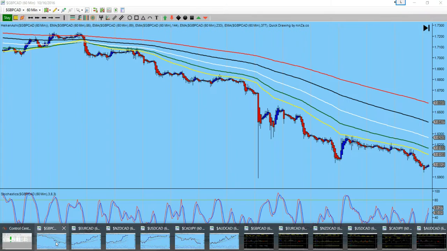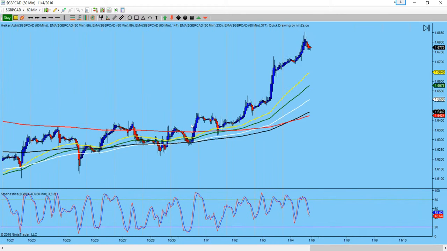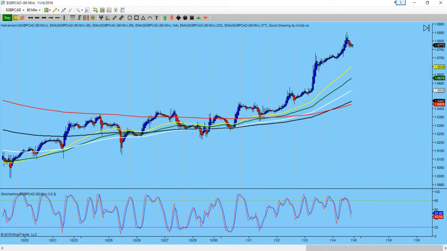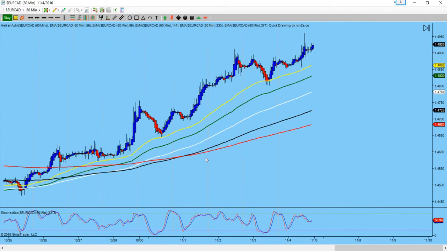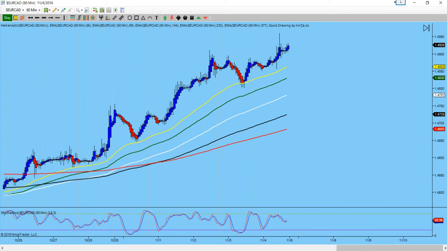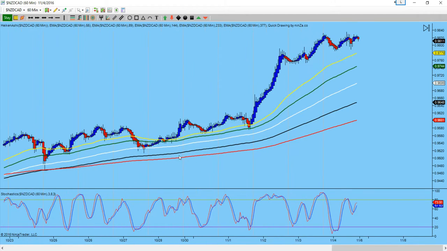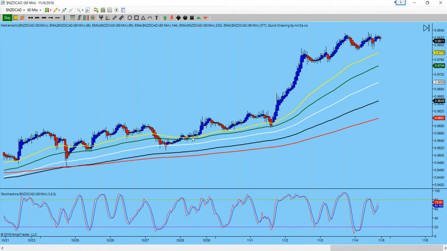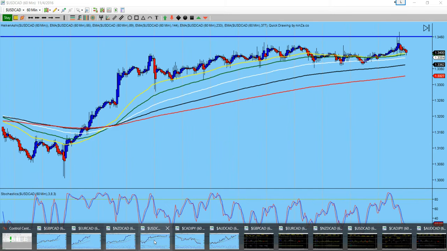So let's briefly go over pound Canadian. Right now it's in an uptrend at the moment, but overall the big picture is a downtrend. Euro Canadian, same deal. Currently in an uptrend, but we're looking for a big move down. New Zealand Canadian, right now it's in an uptrend, and again, same thing. We're looking for a down move.